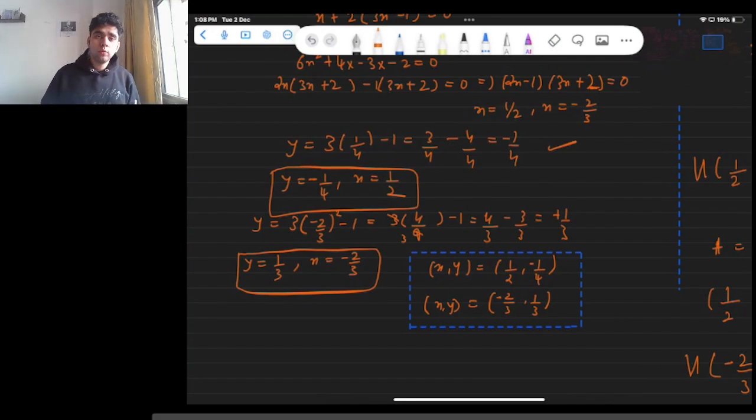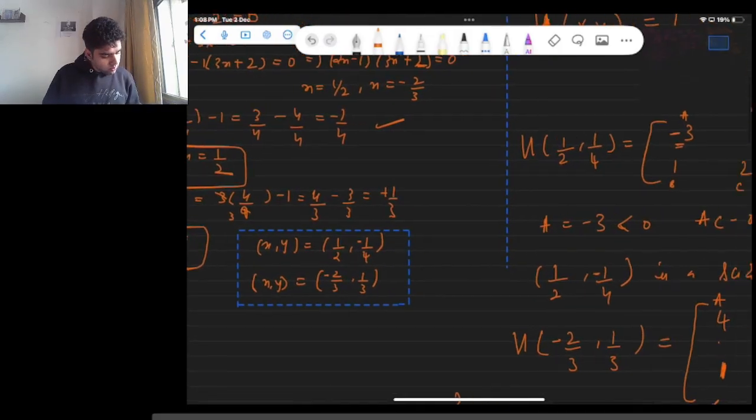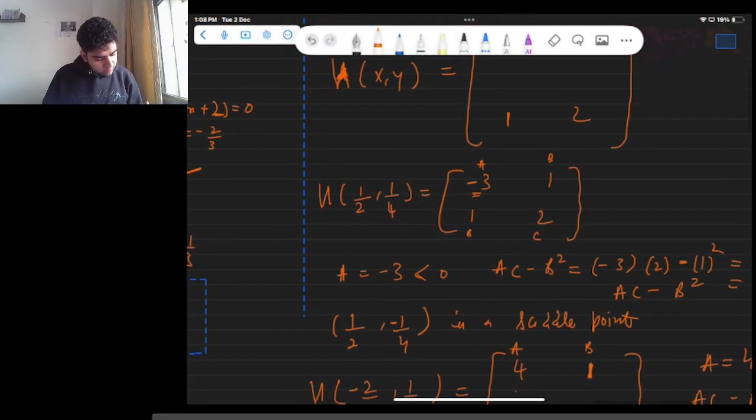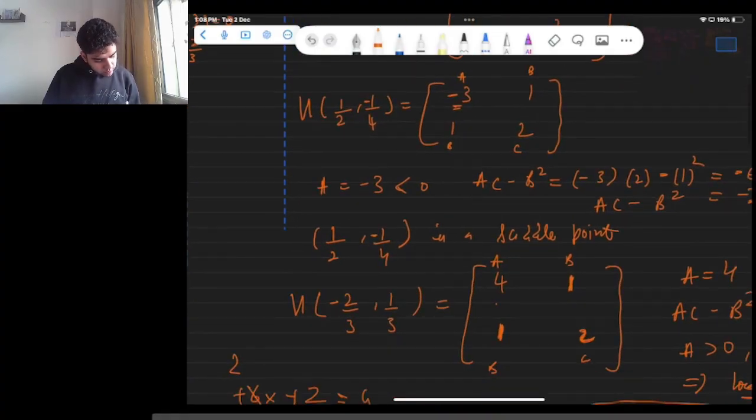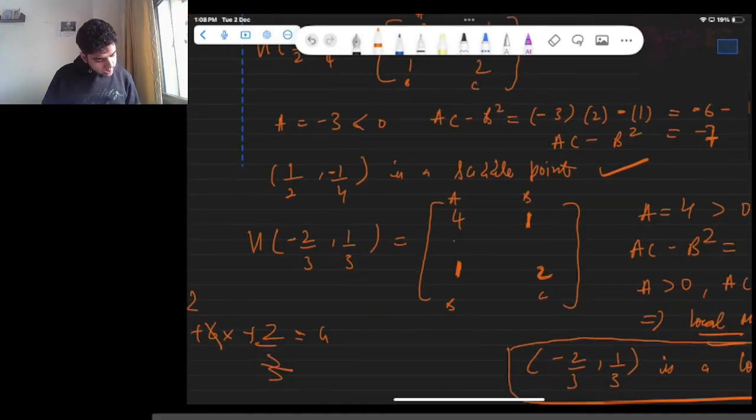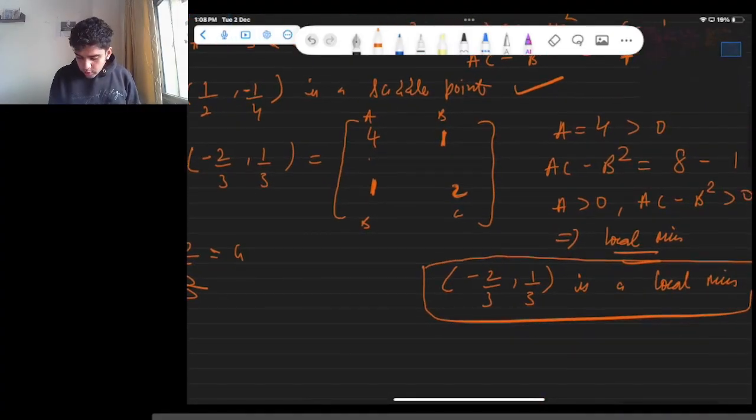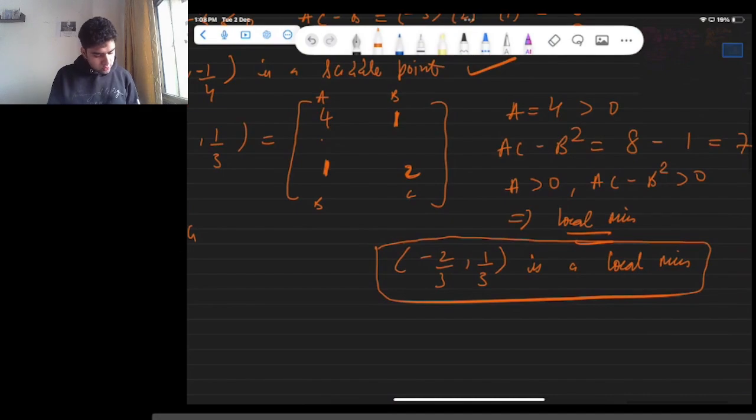Thankfully, we didn't have to substitute y in this question because the second order partial derivatives and the cross partial derivatives were independent of y. Thankfully we got saved. Otherwise, I would have to solve this question again. 1 by 2 comma minus 1 by 4 is a saddle point, and minus 2 by 3 comma 1 by 3 is a local min. You can check this out on page 634, right?